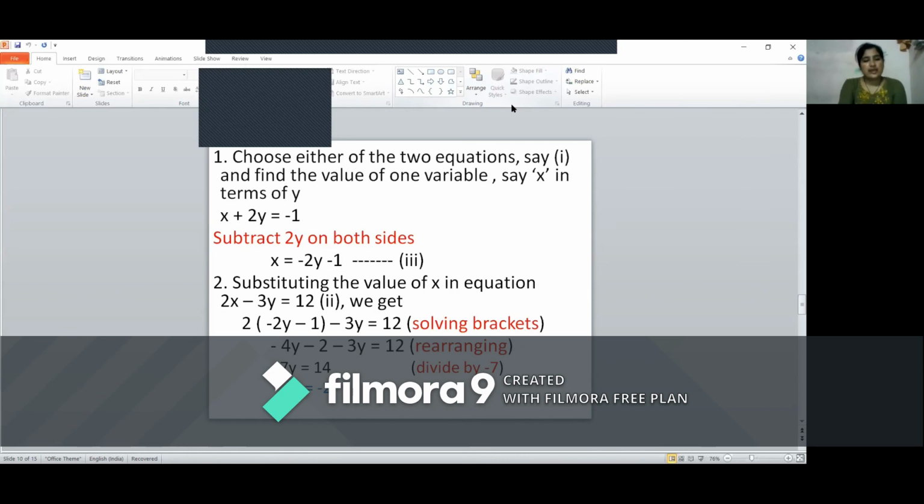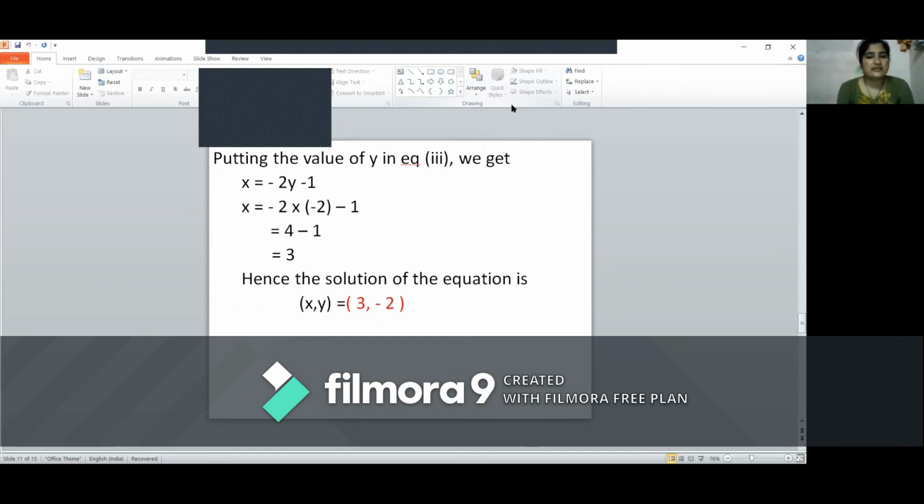Now I have to put this value y is equal to minus 2 in either equation 1 or equation 2 to get the exact value of x. So putting this value of y in equation 3, I have x is equal to minus 2y minus 1. Put y as minus 2. So I have x is equal to minus 2 into minus 2 minus 1. That means minus 2 into minus 2 is plus 4, minus 1. So x is equal to 3. So x is 3, y is minus 2. So the solution of the system is (x, y) equal to (3, minus 2).